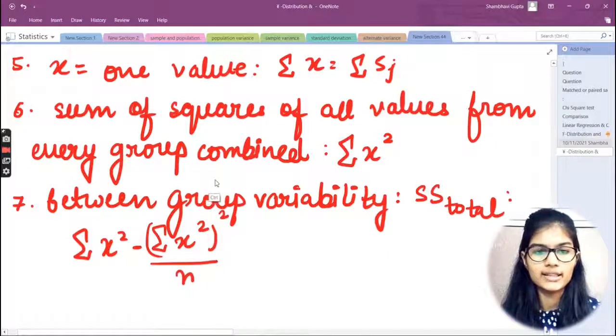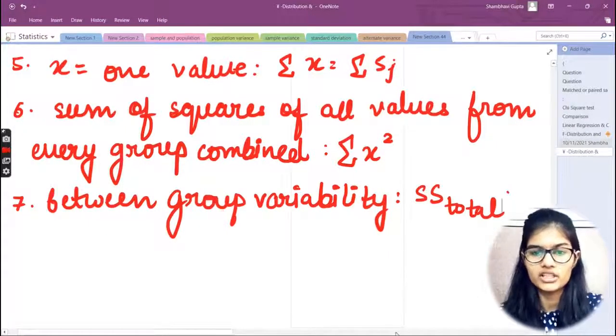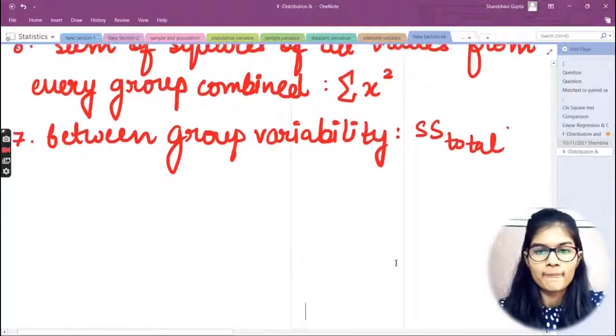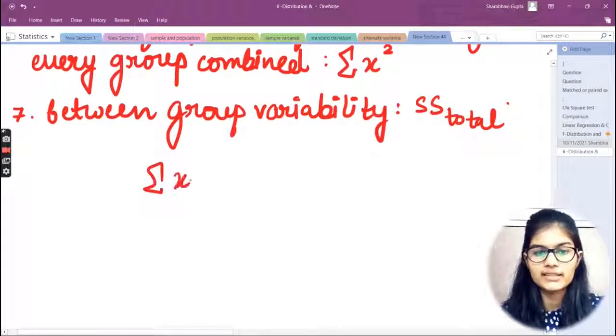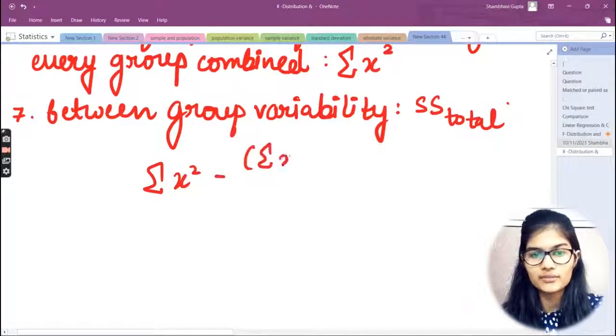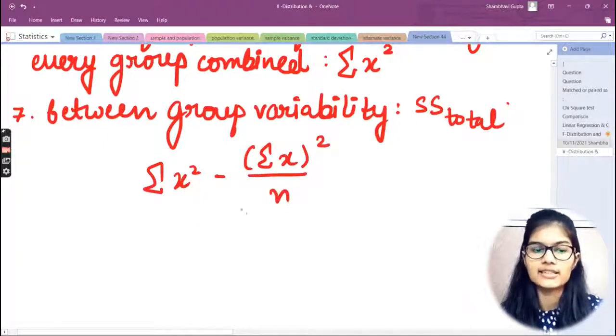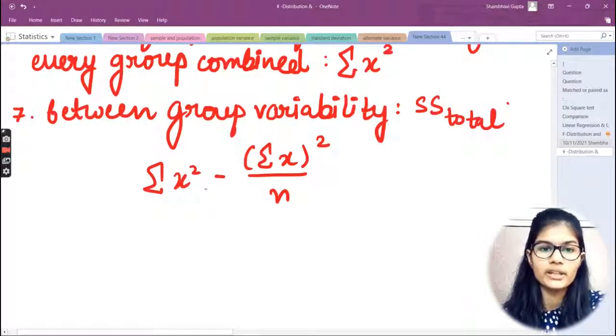That's too much mess right here, so let me just go down and get some space to write. The formula we have for this is sigma x square minus, in the bracket sigma x, with the bracket squared, divided by n. Now this is the formula which we have for the between group variability. Sigma x square minus sigma x whole square divided by n.